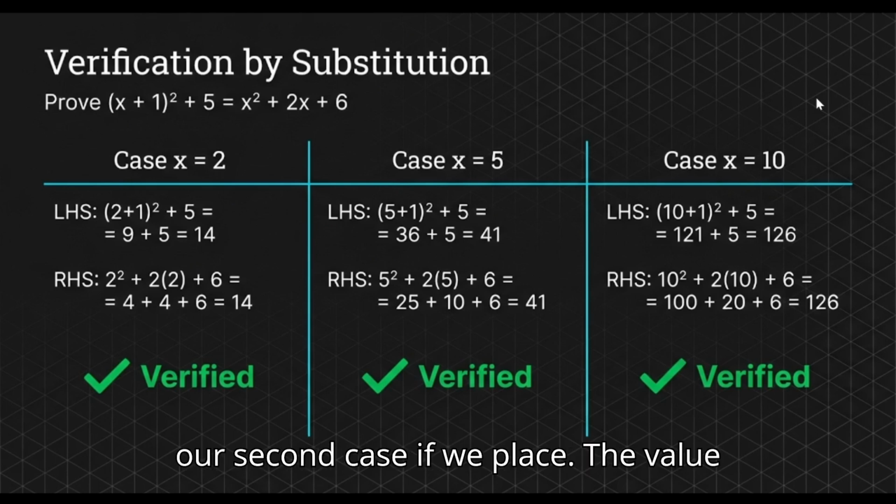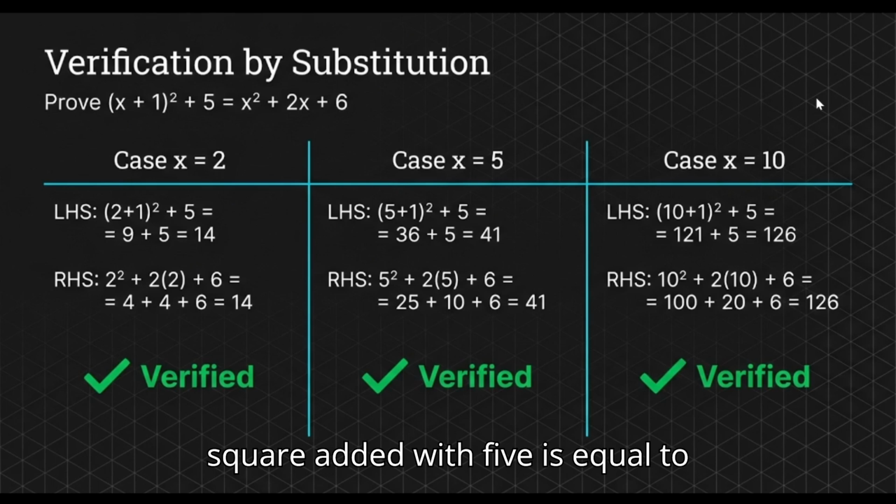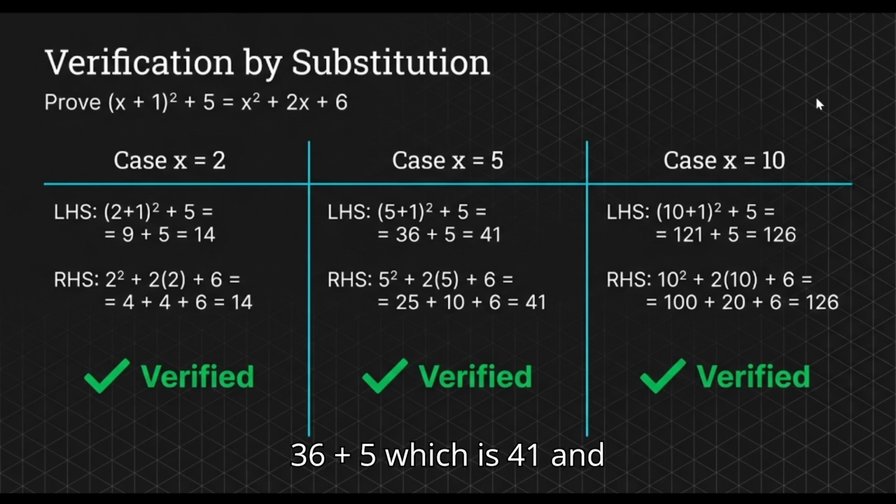Moving on to our second case, if we place the value of x as 5, 5 plus 1 whole square added with 5 is equal to 36 plus 5, which is 41.